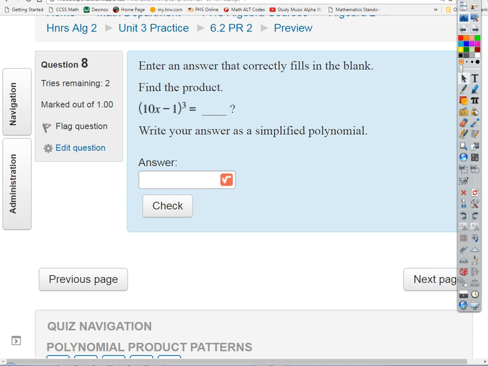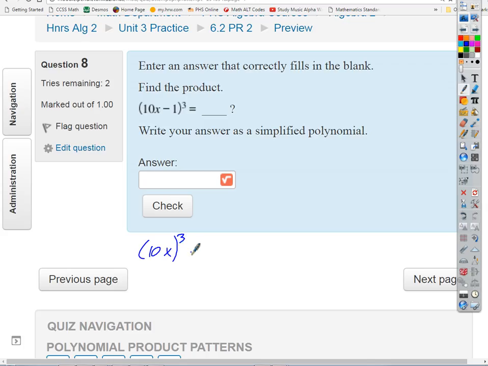So what are the coefficients? 1, 3, 3, 1, right? Because it's a cube. And what's A? What's B? Okay, so then we ought to be able to just write this one down, right? So we're going to get 1, what? A cubed, right? So A you said was the quantity 10x. So the first term is going to be 10x cubed, right?